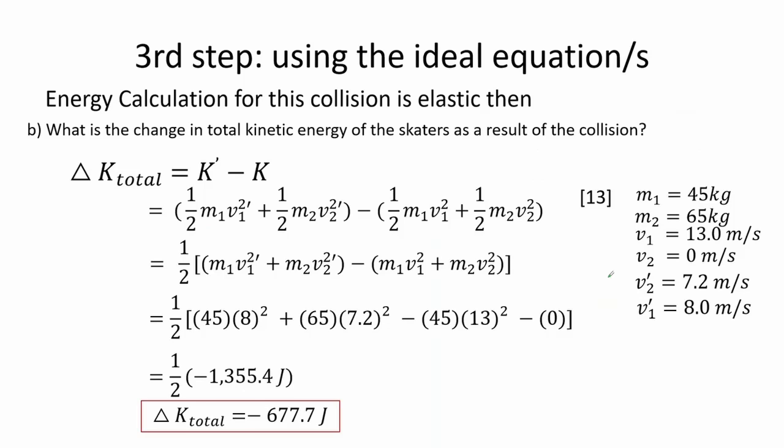For letter B, we are to find the change in total kinetic energy of the skaters as a result of the collision. We take the difference of the kinetic energy after minus the kinetic energy before to determine this value. We see that the change in total kinetic energy is equal to negative 678 joules.